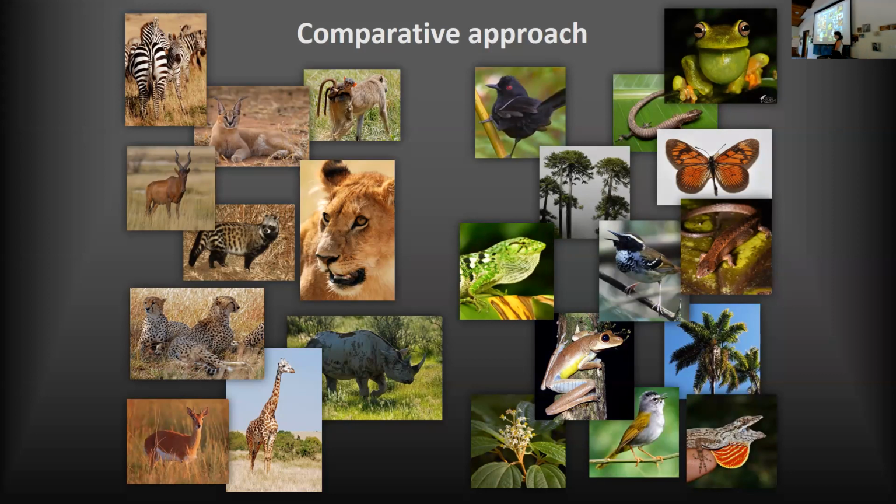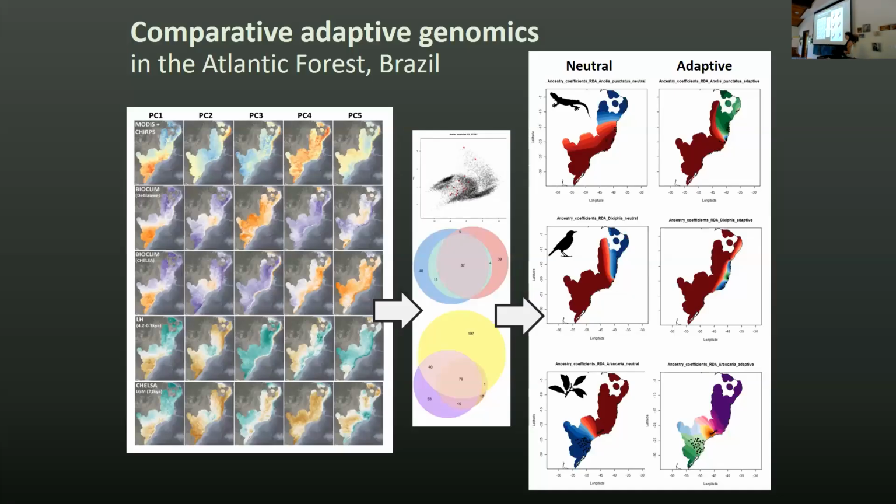So after my PhD, I reached out to Dr. Mike Hickerson at City College, New York, and I got the opportunity to become involved in this project on the Atlantic forest in Brazil in close collaboration with Ana Carnaval and Carl McDonald. And in this project, we don't only focus on a more comparative approach. We have genomic RAD-seq data for 30 taxa, including plants, amphibians, reptiles, birds, butterflies.